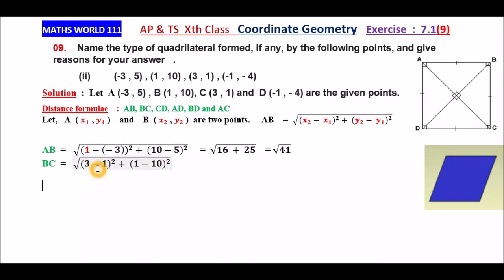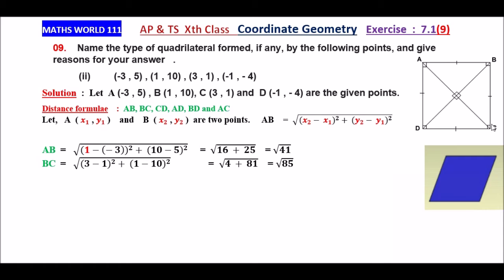3 minus 1 is 2, 2 square is 4. Plus 1 minus 10 is minus 9. Minus 9 whole square is 81. So that is the root of 4 plus 81, which is 85. That is root 85. We got BC. Okay. Now CD.